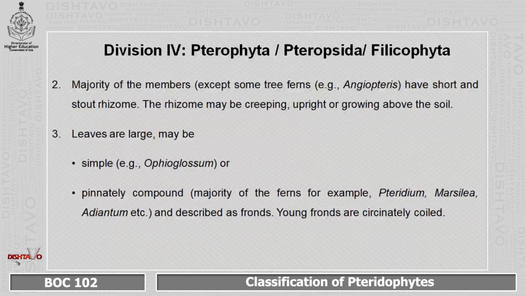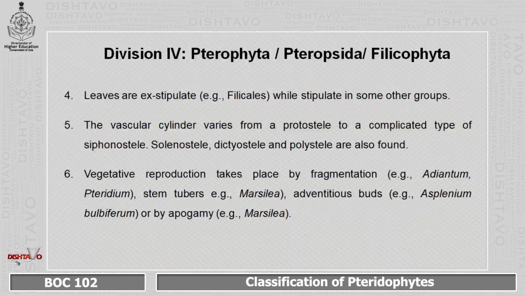The leaves here are either simple or pinnately compound. When pinnately compound, it is mostly in the ferns, where they are described as fronds. Leaves are exstipulate in some groups, whereas in other groups they may be stipulate. The vascular cylinder here varies from a simple protostele to a very complicated polystele. Vegetative reproduction may take place by fragmentation, adventitious buds, tubers or by apogamy in various plants.